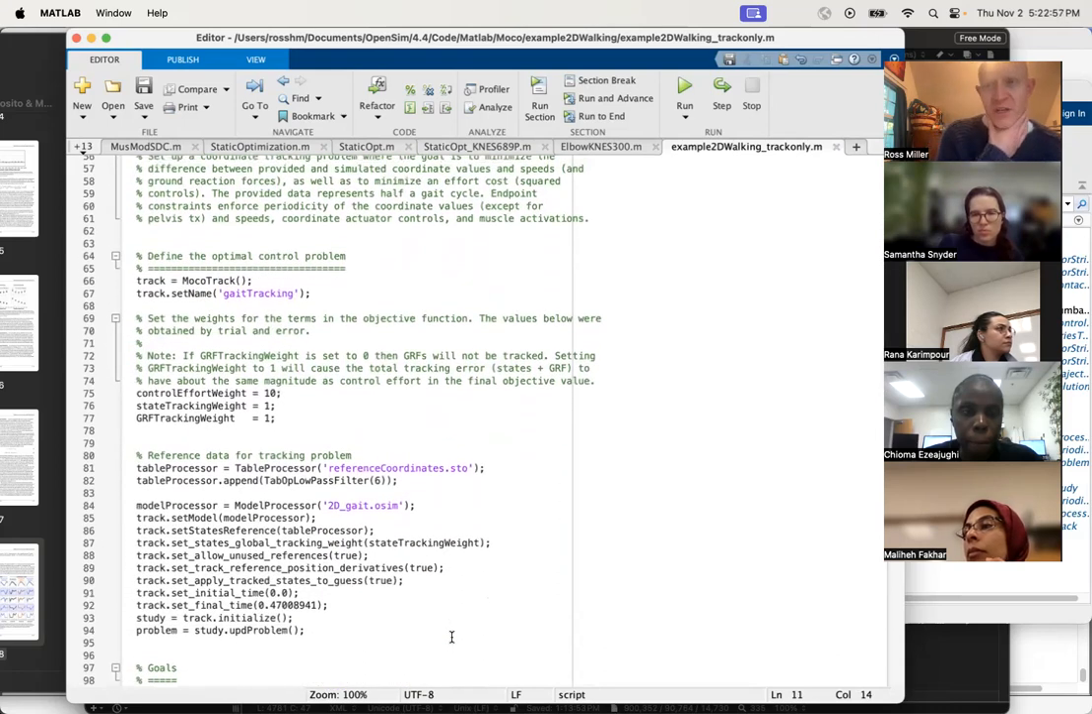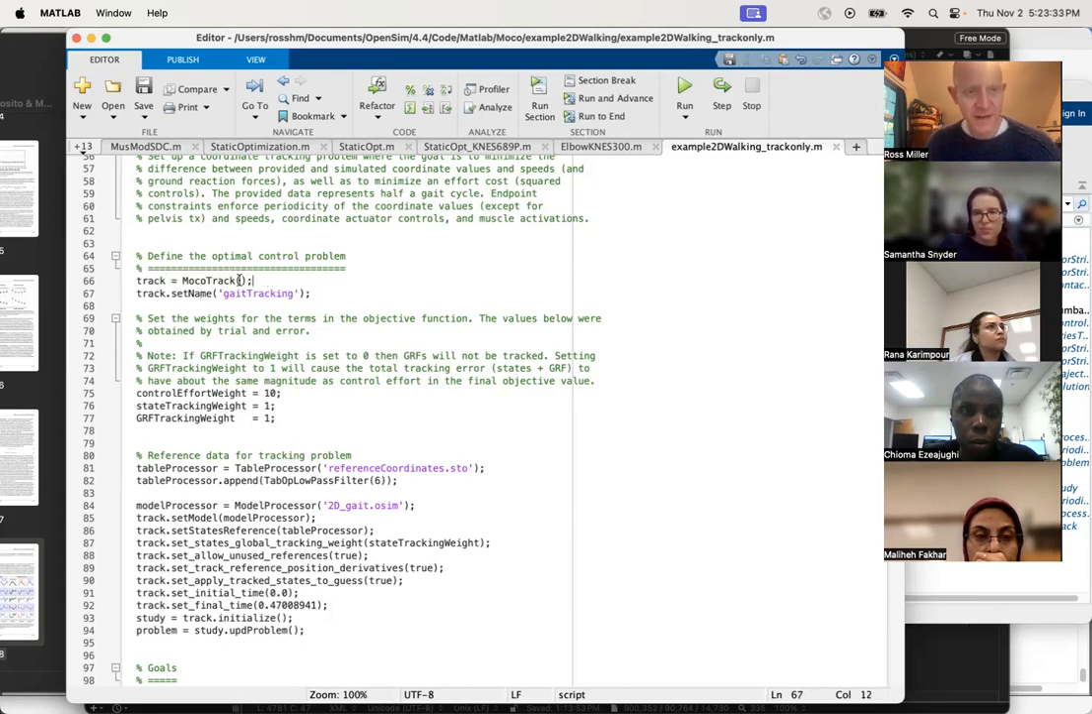So Moco has a number of different, I'll say, prefabricated types of problems you can tell it that you're trying to run. These tracking problems, these problems where you're trying to track a target data set as well as possible, typically with some constraint or limit on the amount of muscular effort you want to use to do that, is a really common problem that people do in biomechanics. And so that's Moco track. It's a built-in approach to setting up a problem to do that general type of simulation. So that's what they're setting up here.